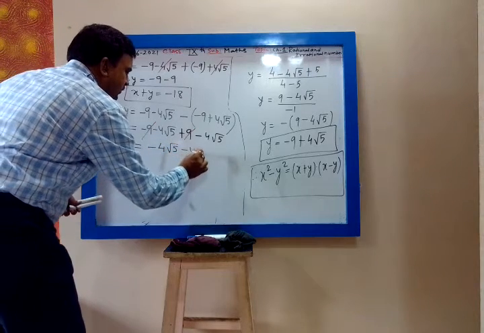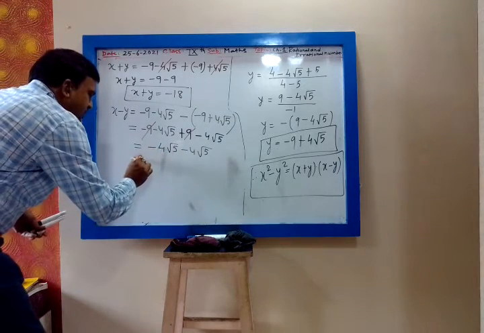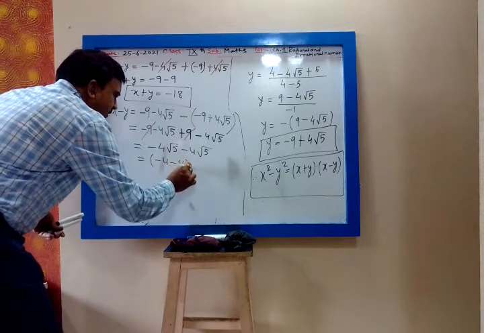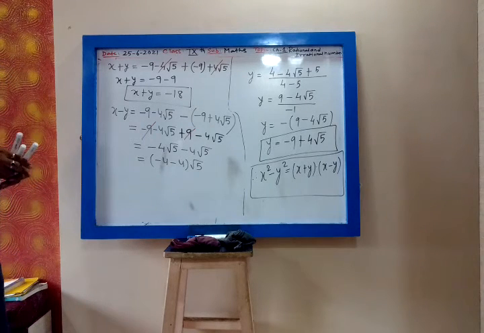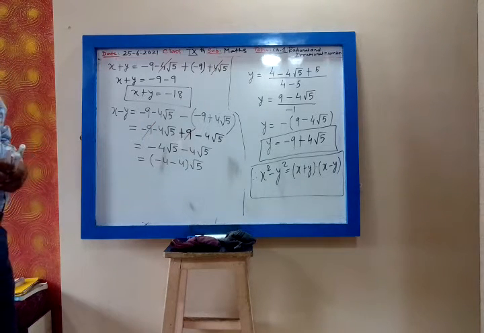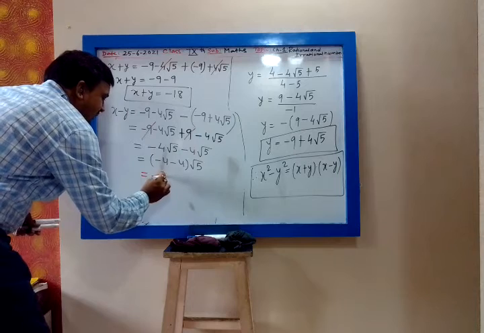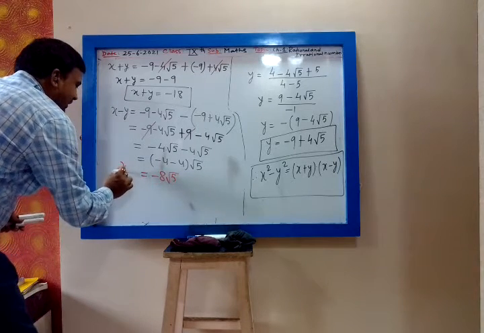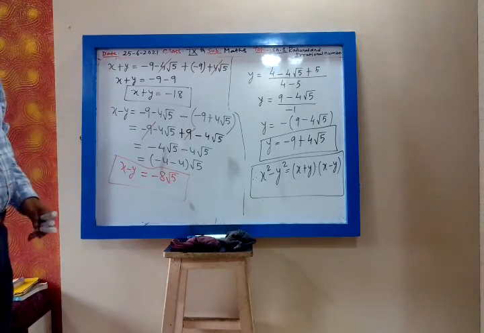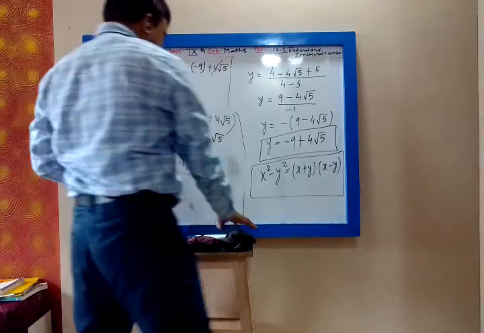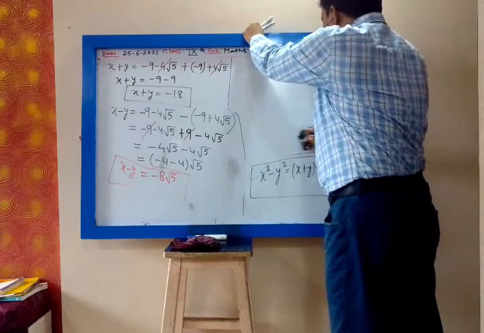Minus 4 root 5 minus 4 root 5. Now root 5 is common. So what is left? Minus 4 root 5. What is minus 4 minus 4? Yes, give the answer. No problem. What is minus 4 minus 4? Minus 8. So this is minus 8 root 5. X minus y is minus 8 root 5. Correct? Now we substitute these values and simplify.